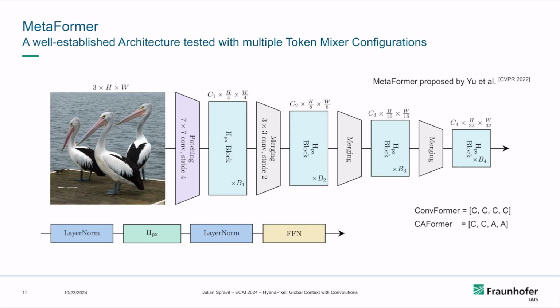We integrate our operators into the MetaFormer. So the MetaFormer is a hierarchical architecture that is tested with multiple token mixers, so we have a nice ground for comparison. For example, the ConvFormer that has convolution in each stage, or local convolution, and the CAFormer that has local convolution in the first two stages and attention in the last two stages.